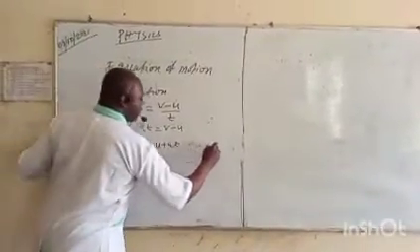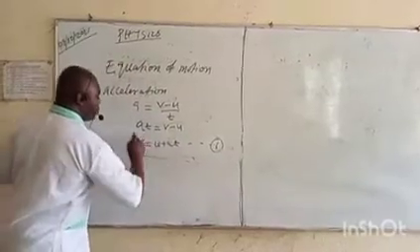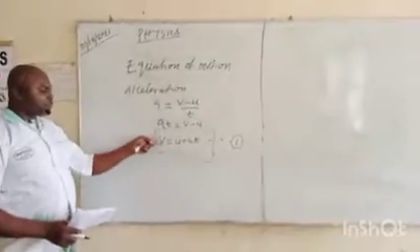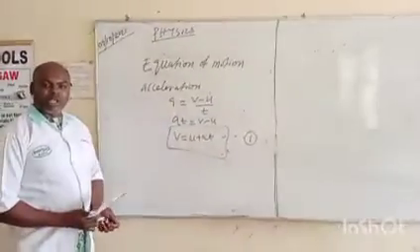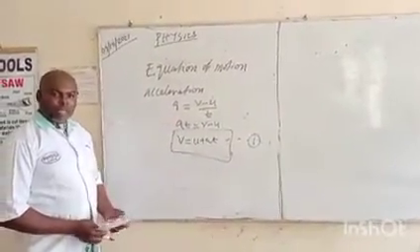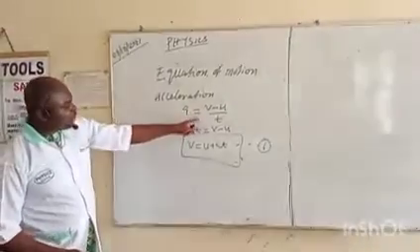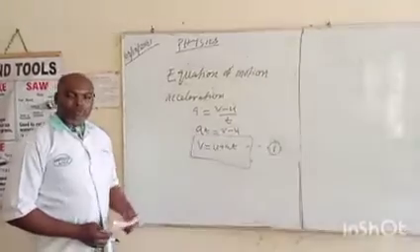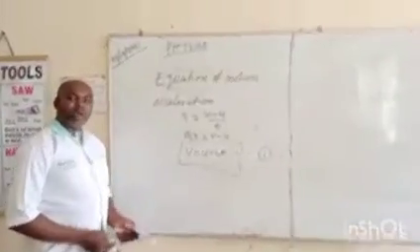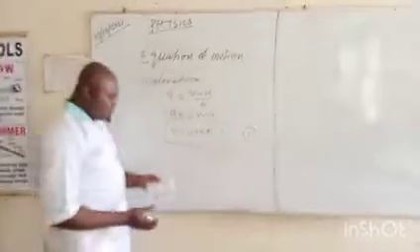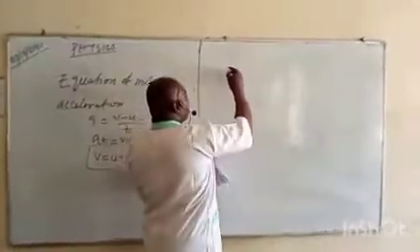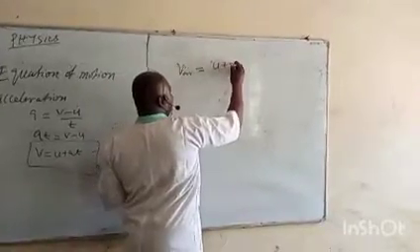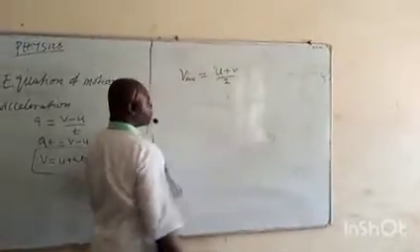This is called the first equation of motion. And the first equation of motion is gotten from acceleration. Are we together? So you discover that from the definition of acceleration, you make V the subject of formula. Now I want to look at the second equation of motion. And we know that the average velocity is equal to U plus V all over 2.